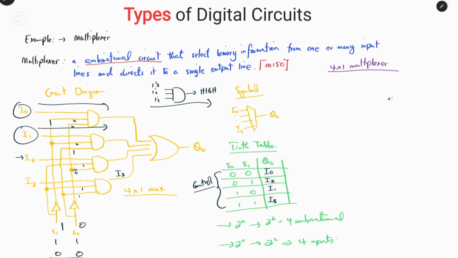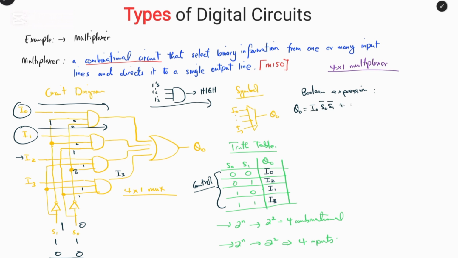So from this, we can now finally describe the Boolean expression. Q is equal to, let's see, I0 is equivalent to S0 bar S1 bar. And since it is 0, we say bar bar, because when we apply 0 and invert, it becomes 1, 1, and with the input I0, the output will be 1.